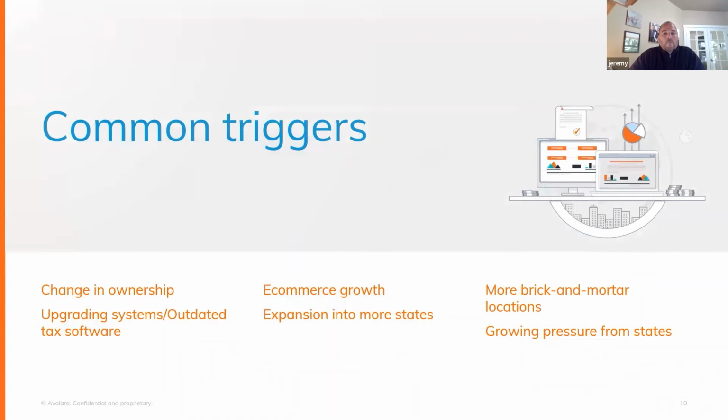Some of these common triggers are the same as the physical triggers that we looked at before. These are some of the common triggers we see for economic nexus: change in ownership, e-commerce growth is a big one I see with a lot of my clients right now, and brick and mortar locations sometimes get overlooked. The easiest way to think of it is, if there's any big change happening to the business, it's a good time to have a conversation and figure out how this is impacting your sales tax compliance, so that you can make sure you're doing the right thing and not falling behind.